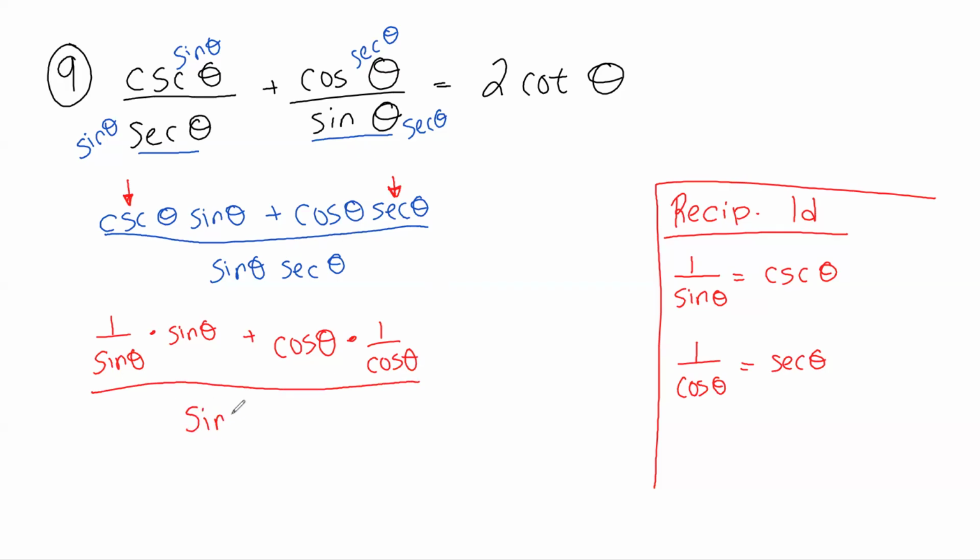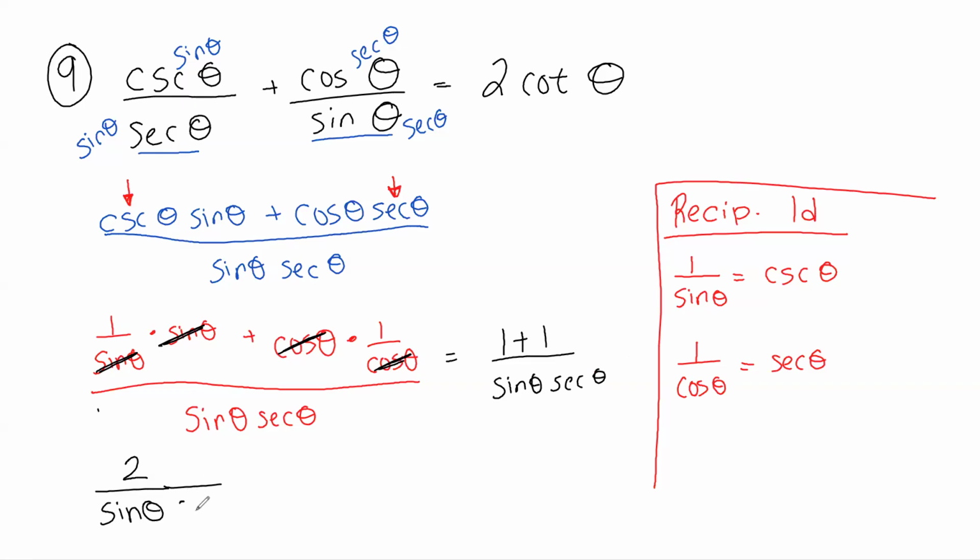So this is sine and secant. Okay, some cool stuff is going to happen on the top. Sine cross cancels sine, cosine cross cancels cosine. So that leaves us with 1 plus 1 over sine secant. So that is 2 over sine secant.